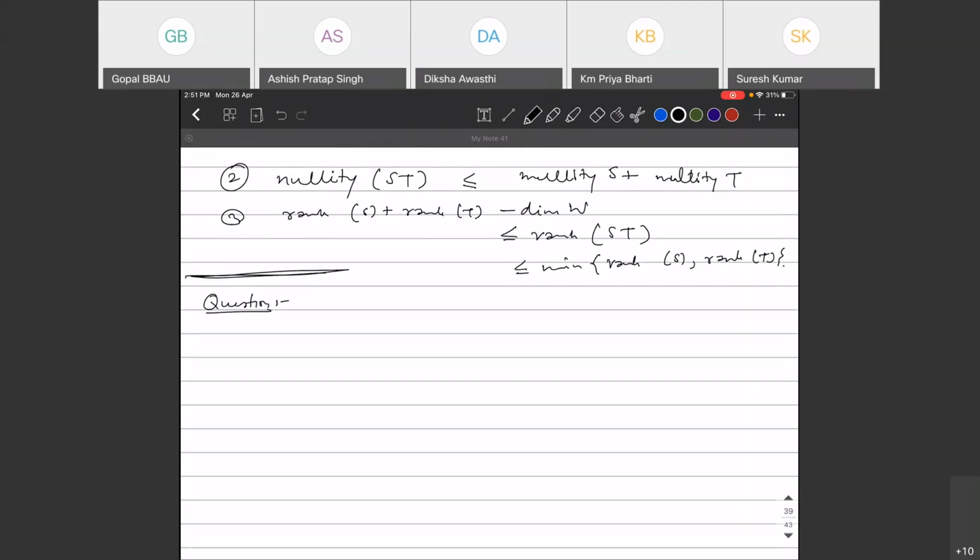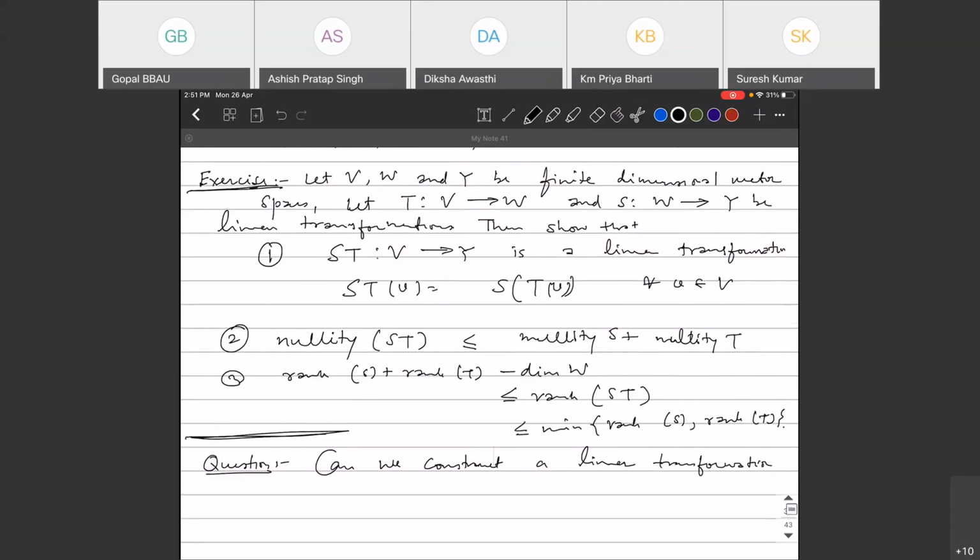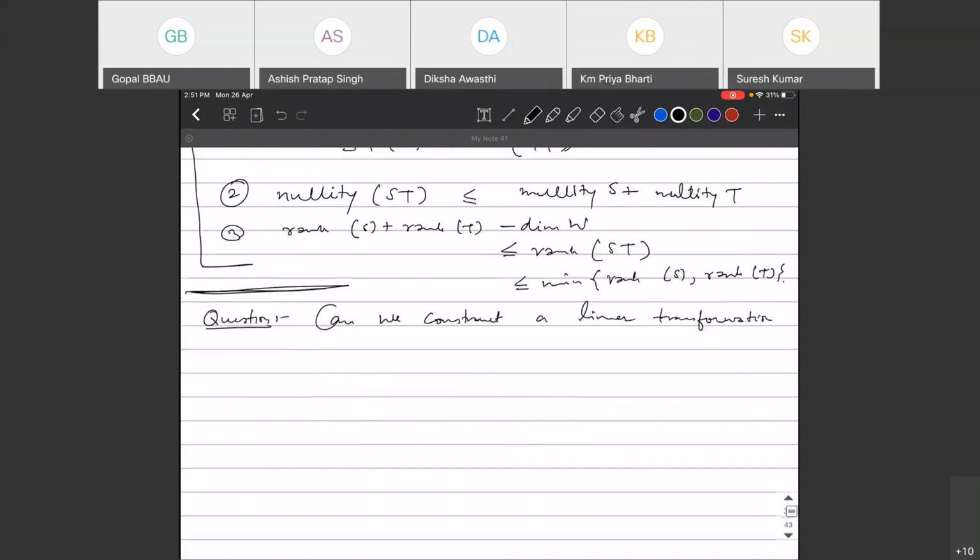Question. So can we construct a linear transformation? By the way, this above theorem is called Sylvester's theorem. This exercise is called Sylvester's theorem, okay?